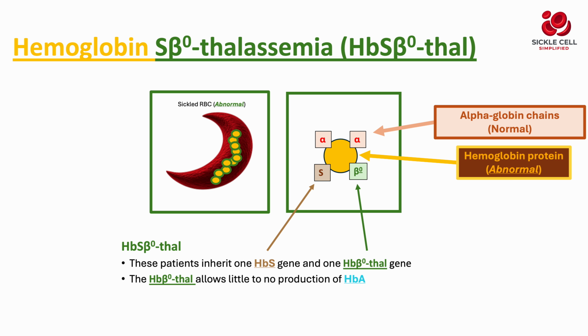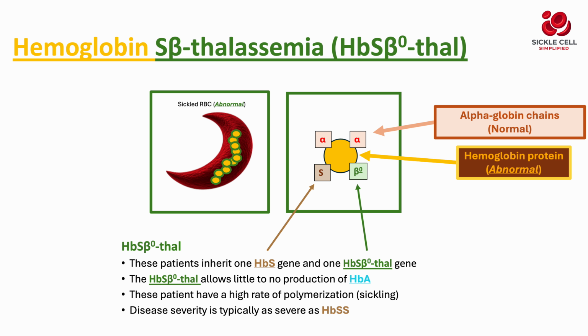Let's now take a look at hemoglobin Sβ0 thalassemia. Here, these patients inherit 1 hemoglobin S gene from one parent and 1 hemoglobin beta 0 thalassemia gene from the other parent. The hemoglobin beta 0 thalassemia allows for little to no production of hemoglobin A. In this type of thalassemia, I like to think of the 0 as 0 production of hemoglobin A.